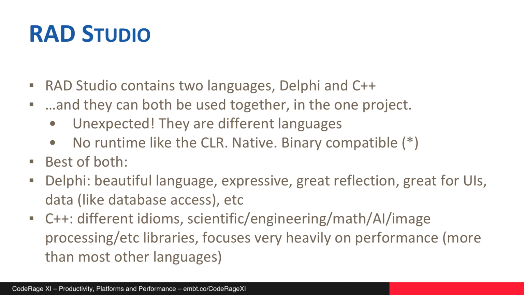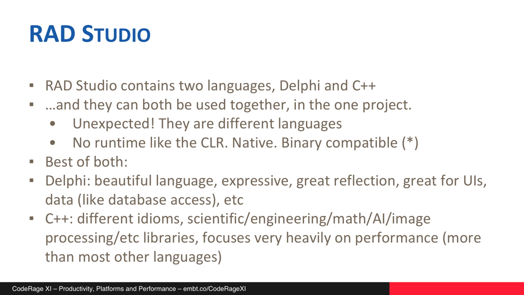And that's very unexpected because they are different languages. And we don't have a runtime like the .NET CLR. Our languages are compiled natively, and so we have a strong degree of binary compatibility between two completely different languages. This is very unexpected for many people who are new to the Delphi or C++ Builder ecosystem, and it's very powerful. It lets you get the best of both languages.